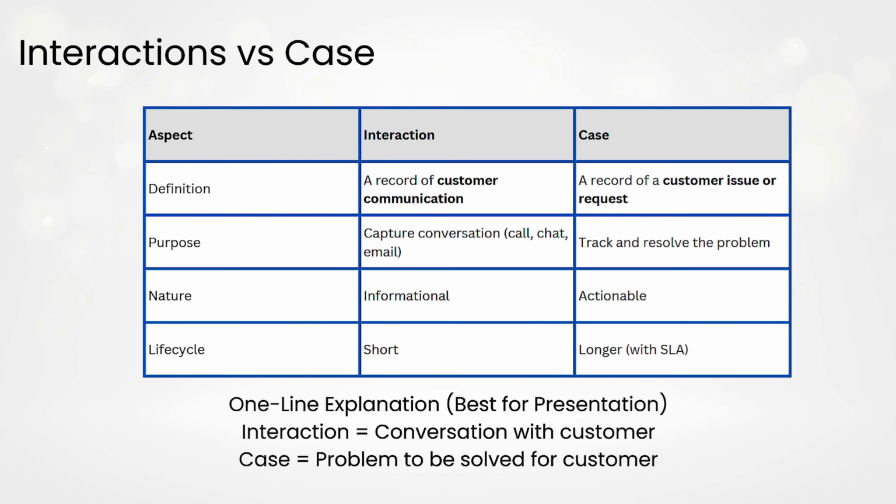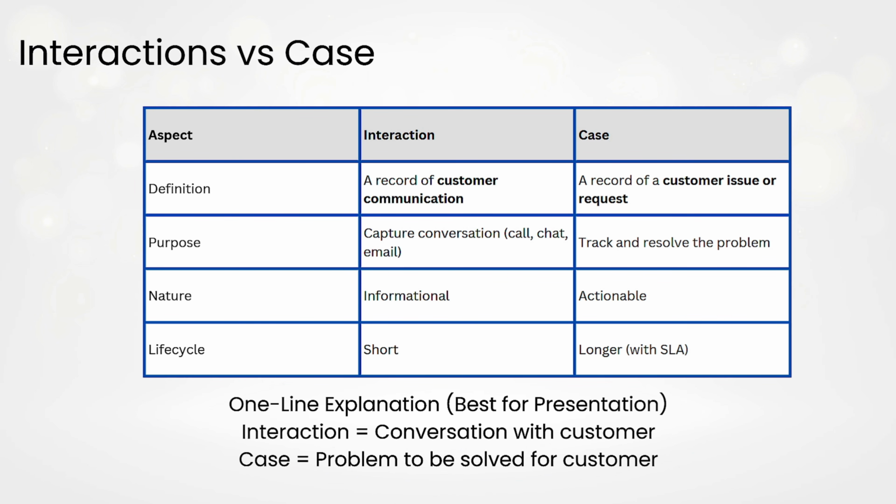Most of the time it's handled by IVR also, right? So this is an interaction. Now imagine you call and say, I was charged twice for the same transaction. Now that can't be fixed in 2 minutes, right? The agent needs to investigate, escalate, coordinate with the finance team, and get back to you. That became a case. It needs to be tracked until it is fully resolved. So if you want to put it simply, interaction is a record of communication, case is a problem to be solved.